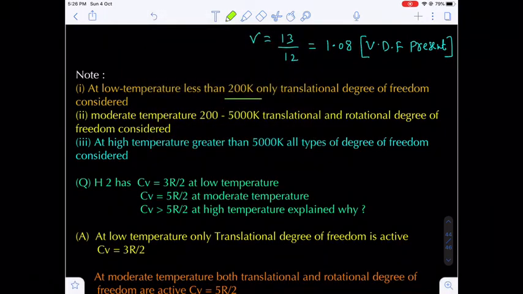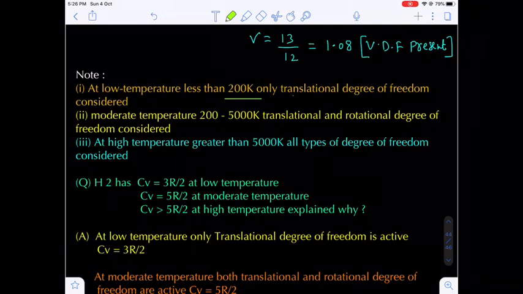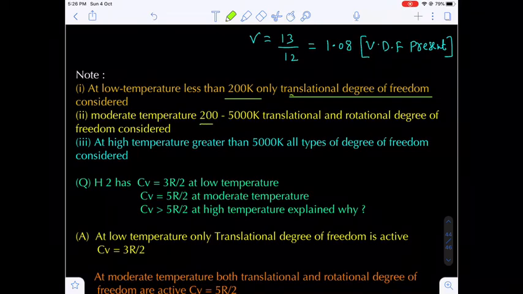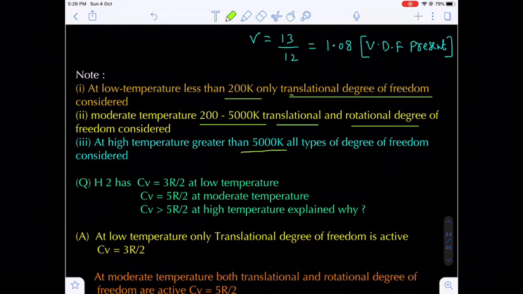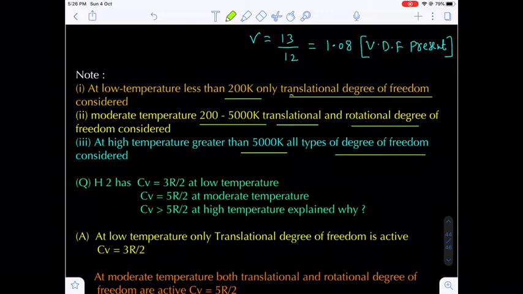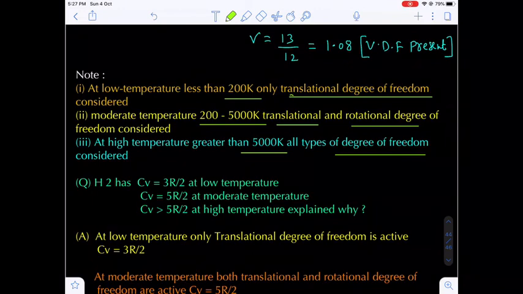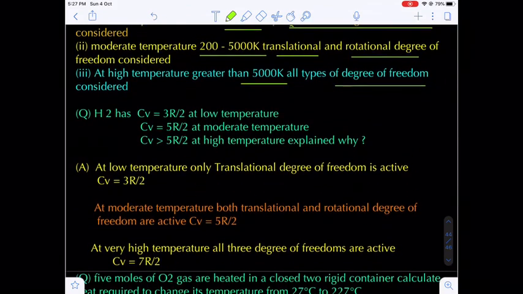Conclusion here. Let's suppose if the temperature is less than 200 Kelvin, we have to consider translational degree of freedom only. If the temperature is moderate, that means 200 Kelvin to 5000 Kelvin, both translational and rotational degrees of freedom we have to consider. If the temperature is very high, that means greater than 5000 Kelvin, then only we have to consider vibrational degree of freedom along with translational as well as rotational degrees of freedom. Are you getting my point?